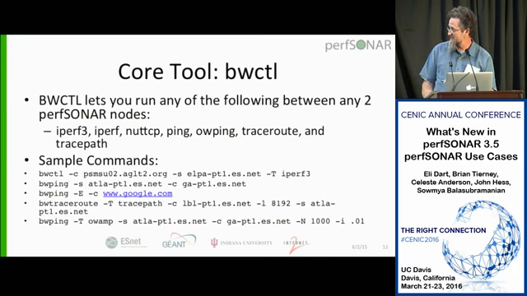You can do pings, you can do traceroutes, tracepaths. OWAMP is the delay and loss tool. So it's a really powerful tool that lets you run a test between any two points and collect the data. And then the perfSONAR toolkit automates all this, so you can control when it's run and put it all in an archive.